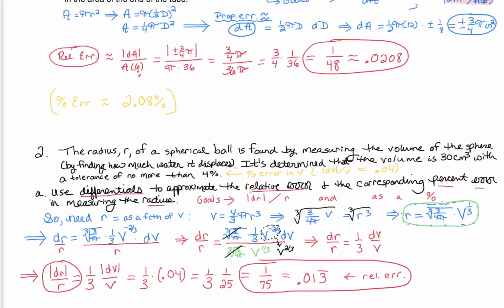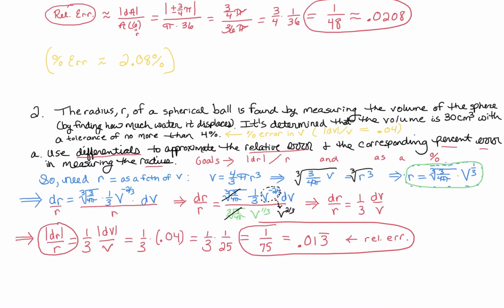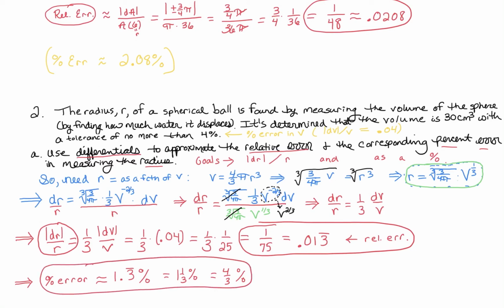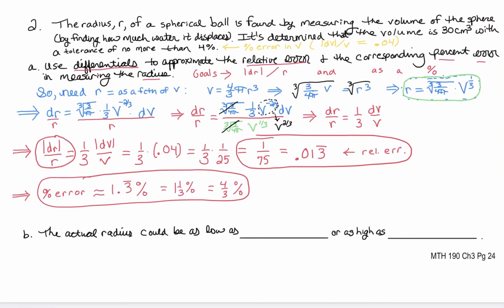Okay, so that then means that our percent error, so this implies that the percent error as estimated using our differential is this 1.3 repeated percent, or 1 1/3%, or if you prefer 4/3%. So any of those, but that is our percent error as estimated with the differential. So kind of interesting here, I actually never needed to sub in that 30. So a little bit of the actual volume, a little bit of extraneous information that I didn't have to use here.